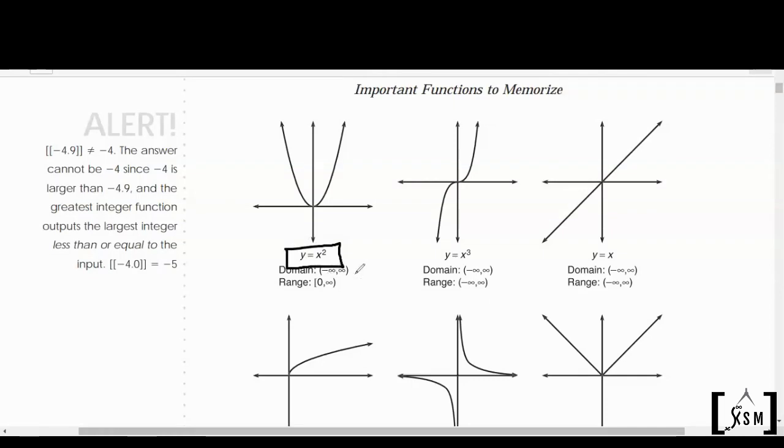And the domain is minus infinity to infinity, because this graph covers all the x values as it goes all the way from minus infinity to positive infinity. We can also say the domain is all real values, capital R. And the range is 0 to infinity, because the minimum possible value is 0 and it goes all the way up to the unlimited highest value. So 0 to infinity is the range.